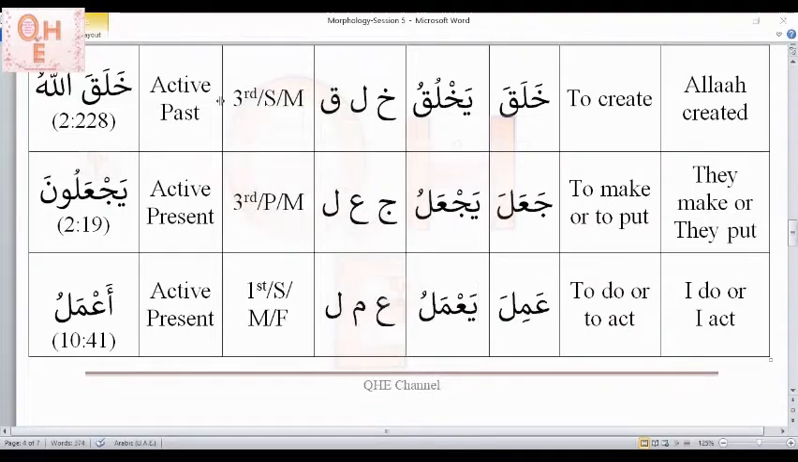So when we plugged in Ain, Mim, Lam, what did we get? We got Amila, Ya'malu. That's the pattern we got. And the base meaning is to do or to act. And over here, this is our word, Amalu. And this is an active present tense. The doer is a first person singular. Let's consider male or female. So how would I translate based on this information and the base meaning? I do or I act. Okay. Alhamdulillah. I have 3 more words.